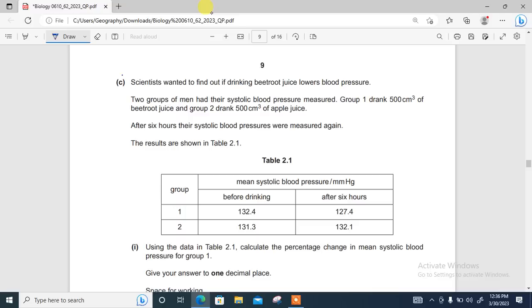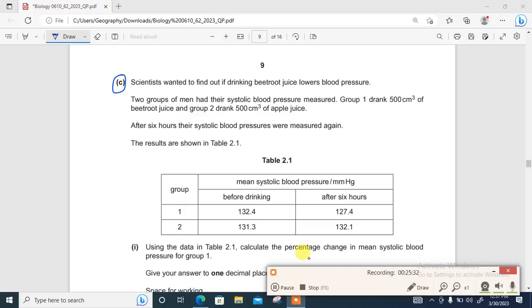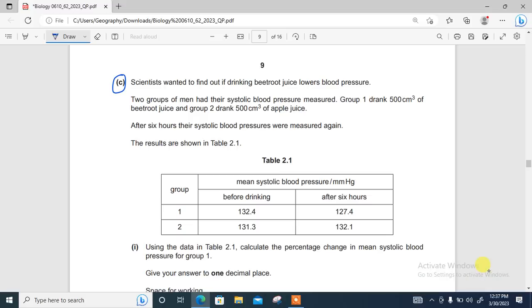So the next part, which is part C of this. Okay, let's look at part C now of question number 2. Scientists wanted to find out if drinking beetroot juice lowers blood pressure. Now, 2 groups of men had their systolic blood pressure measured. Group 1 drank 500 cm cube of beetroot juice and group 2 drank 500 cm cube of apple juice. Now, after 6 hours, their systolic blood pressure was measured again. Now, the result is shown below.